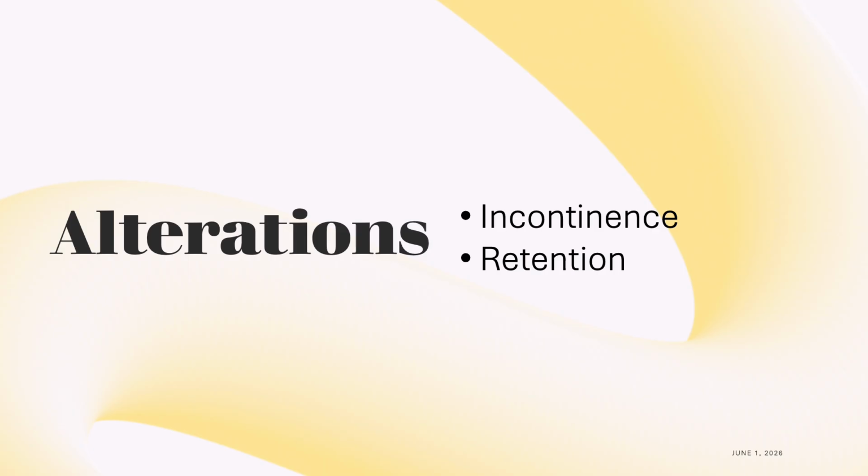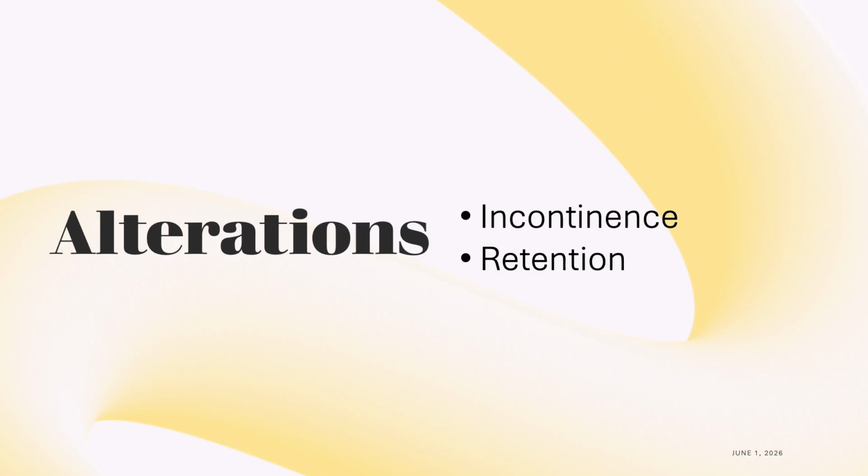Now let's talk about alterations. We talked about what normal urine function is, how the kidneys make urine, how the body processes the urine, how it excretes it, how it retains it. And so now let's talk about alterations. Alterations in the urinary system include incontinence and retention.